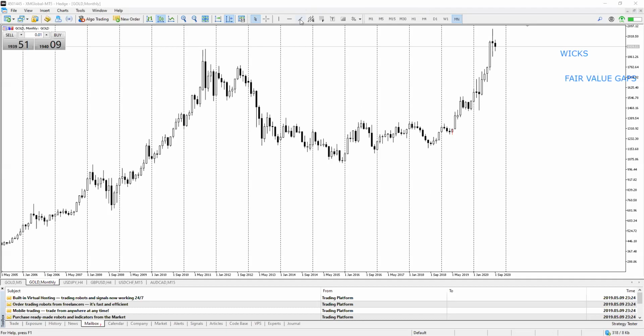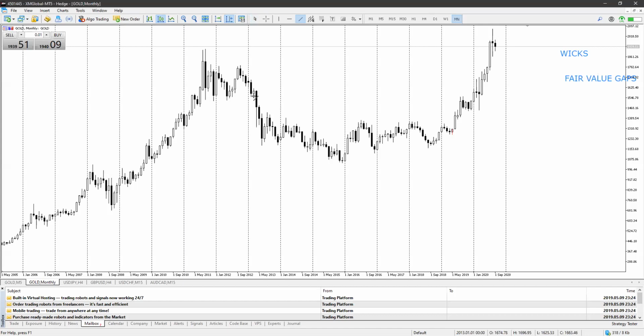If I use my trend line, I draw a line from here, this low, you could see price traveled there. You could see it for yourself. Price traveled into it.